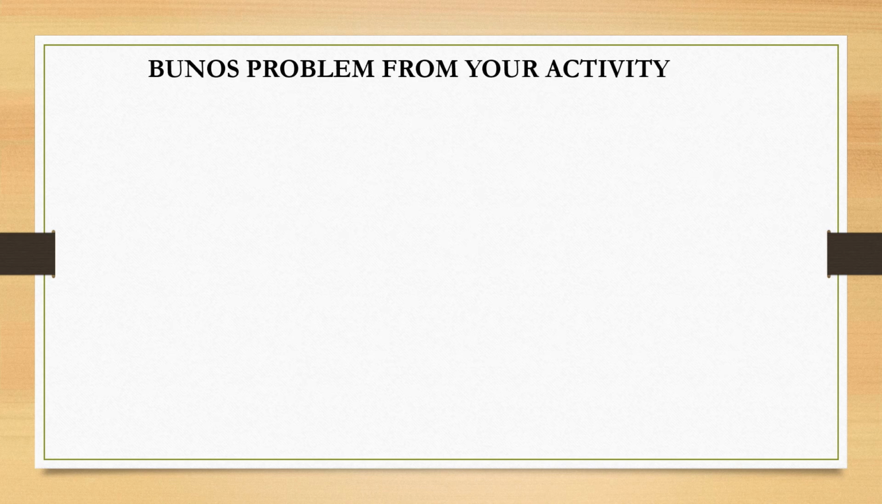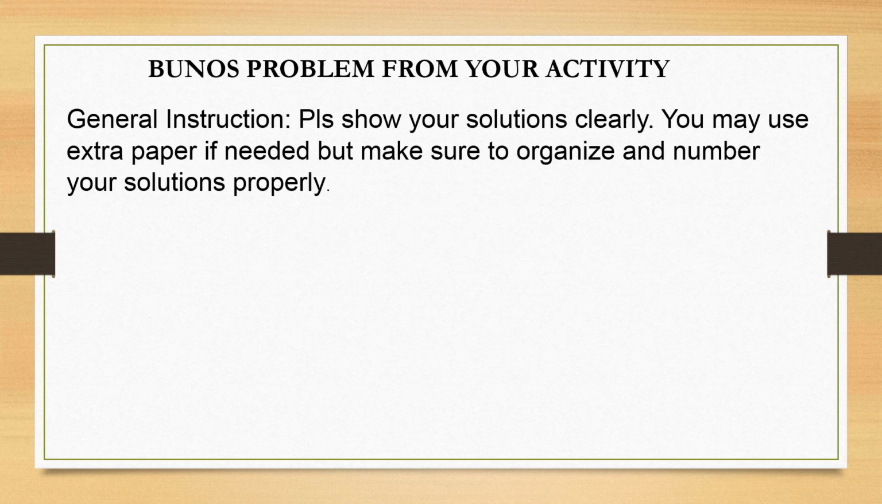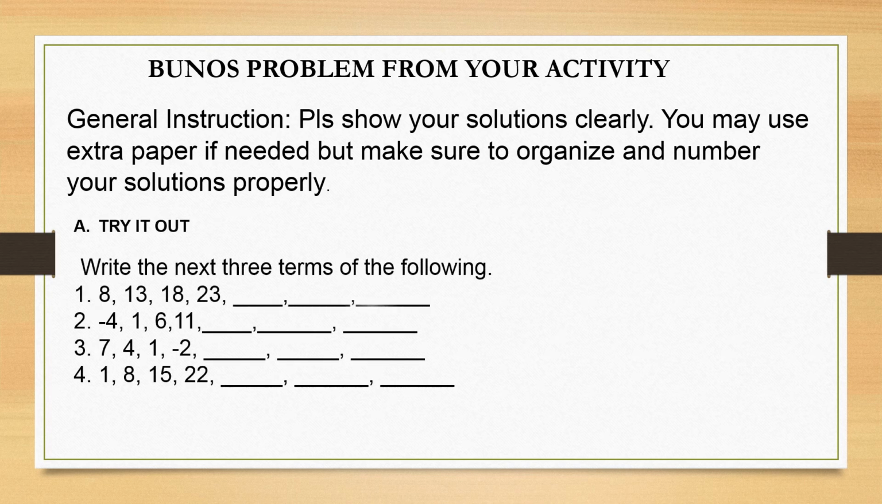We have here a bonus problem from your activity. The general instruction: please show your solutions clearly. You may use extra paper if needed, but make sure to organize and number your solutions properly. Try it out: write the next three terms of the following. We have number 1 until number 4, but we will answer only number 1 first. That is A: 8, 13, 18, and 23 as our first sequence.